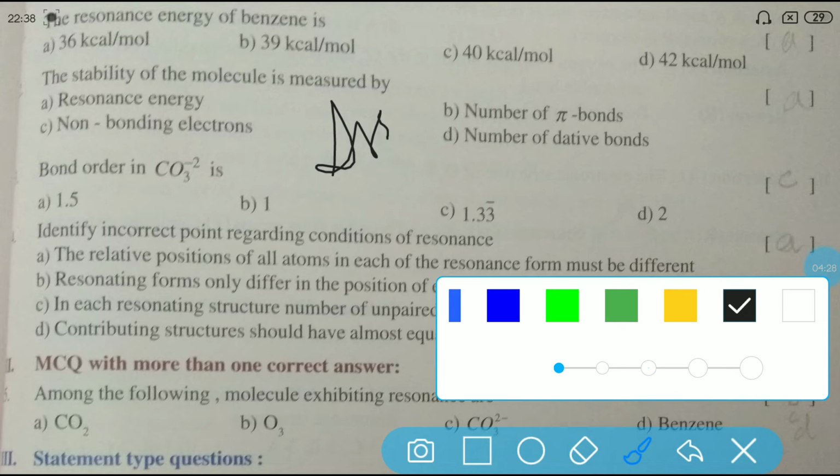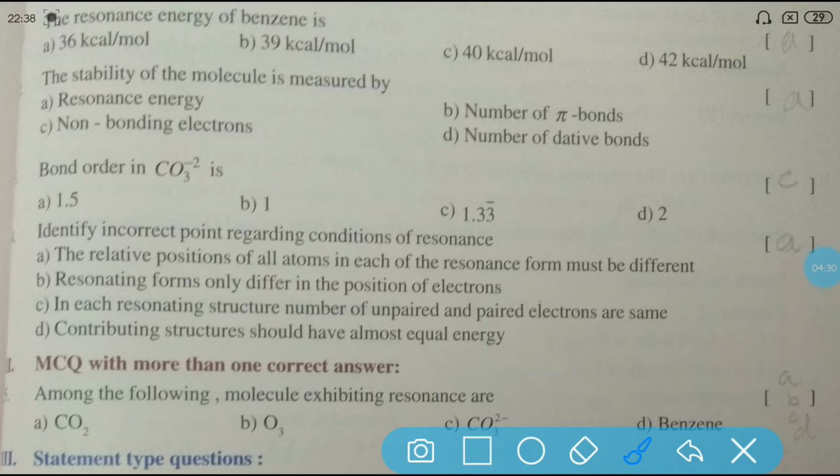So the first question we will see. The resonance energy of benzene is 36 kilocalorie per mole. That is the unit of resonance energy. Next, second question. The stability of the molecule is measured by, see, whatever stability is acquired by the molecule, it is mostly measured by the resonance energy.